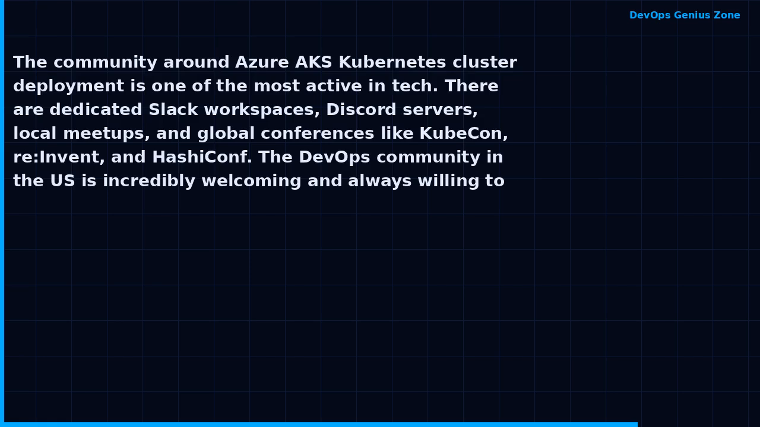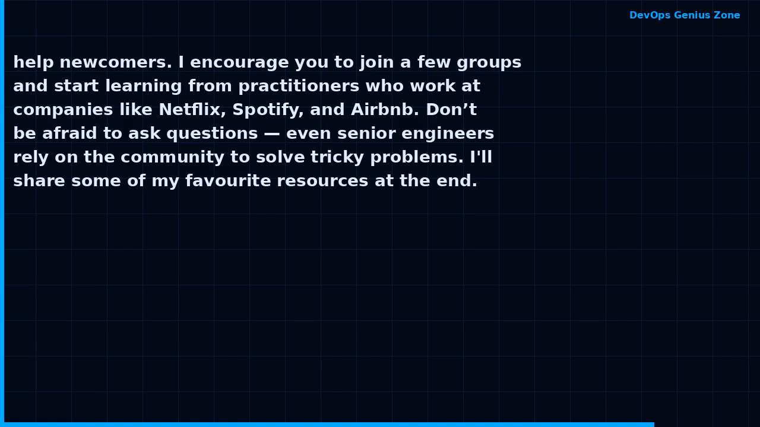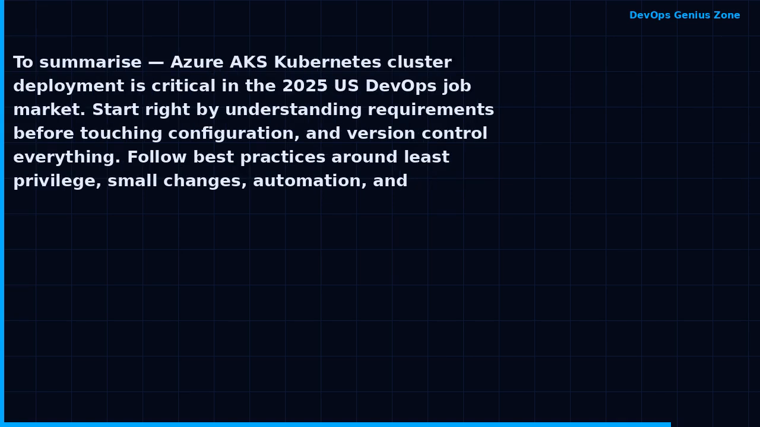The community around Azure AKS Kubernetes cluster deployment is one of the most active in tech. There are dedicated Slack workspaces, Discord servers, local meetups, and global conferences like KubeCon, re:Invent, and HashiConf. The DevOps community in the US is incredibly welcoming and always willing to help newcomers. I encourage you to join a few groups and start learning from practitioners who work at companies like Netflix, Spotify, and Airbnb. Don't be afraid to ask questions, even senior engineers rely on the community to solve tricky problems. I'll share some of my favorite resources at the end.